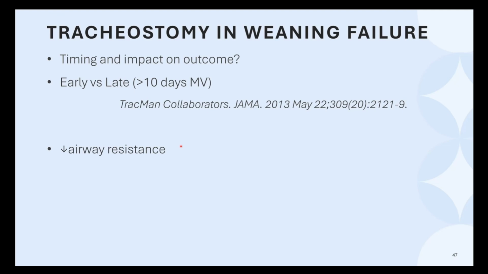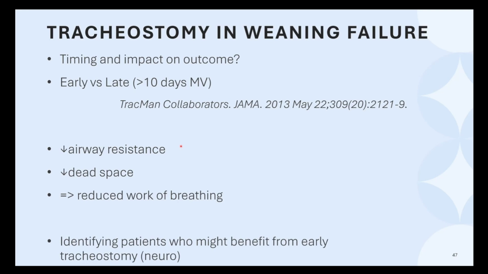And tracheostomy theoretically reduces airway resistance because you bypass the upper respiratory tract, right? The trachea is further down on the neck. Again, you reduce the dead space, the amount of space from the upper respiratory tract outwards that's involved in gas exchange, and all that contributes to work of breathing. So those are the physiological basis. But probably the important thing is identifying who might benefit from early tracheostomy. Mostly in the literature, they mention those that have neurological problems. So your stroke patients or your traumatic brain injury patients are the ones most likely to benefit from early tracheostomy.